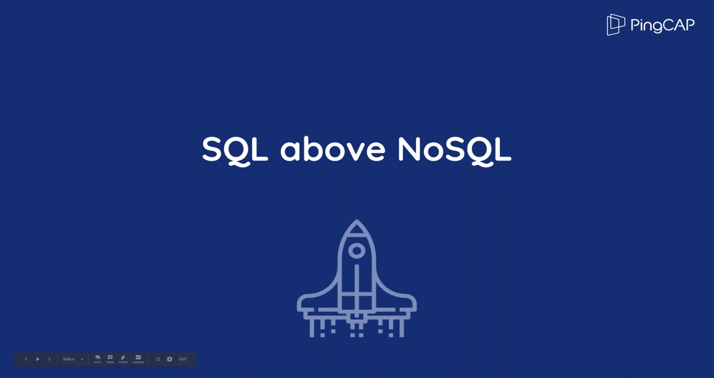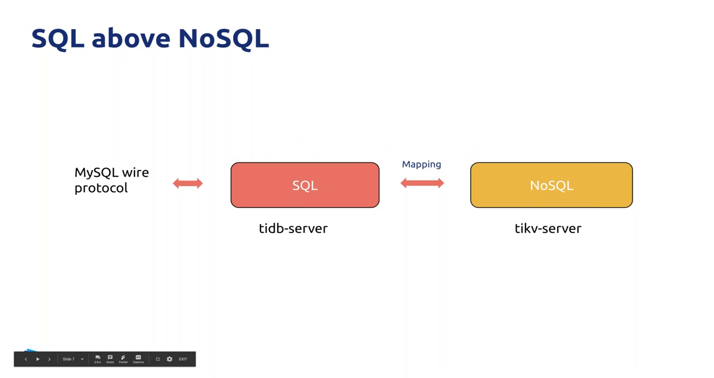Okay, those are the goals, and let's take a look at how we make it possible. Basically, TiDB uses a SQL-above-NoSQL architecture: a stateless SQL layer on top of a distributed key-value layer. In our case, the stateless SQL layer is the TiDB server. You can launch as many TiDB servers as you want to handle the connections. Every TiDB server exposes a MySQL wire protocol endpoint to the application. You can use any MySQL client you want, like JDBC, ODBC, the MySQL client, or any ORM that supports MySQL to connect to TiDB.